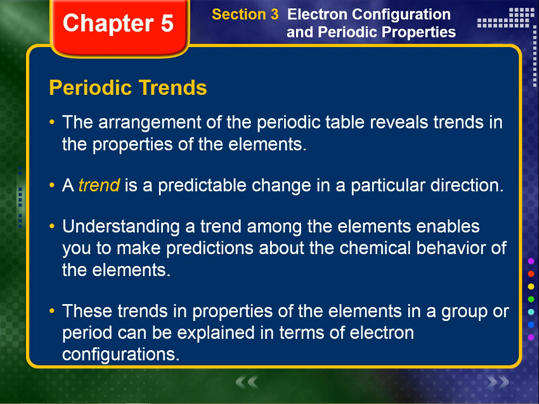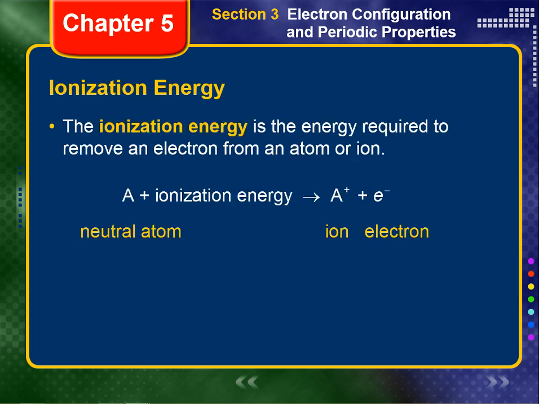Now, when we say that you have to know what the ionization energy is, or the trend for ionization energy across a period or down a group, we're not saying that you have to remember the value, what the absolute value for the ionization energy is. You just need to know how it changes. Does it increase or decrease as you go across a period or as you go down a group? Understanding a trend among the elements enables you to make predictions about the chemical behavior of the elements. These trends in properties of the elements in a group or period can be explained in terms of electron configurations. Again, looking at the electrons that are available for bonding.